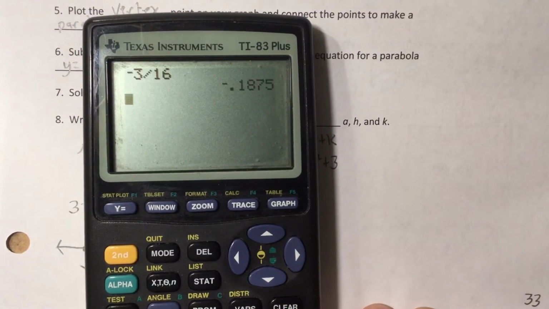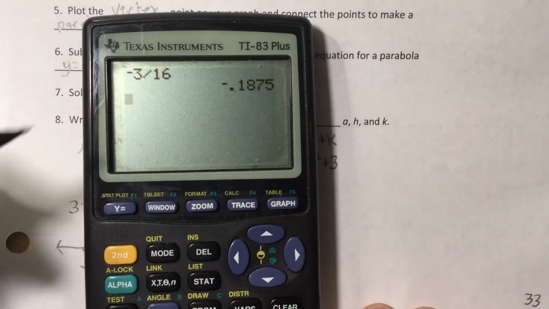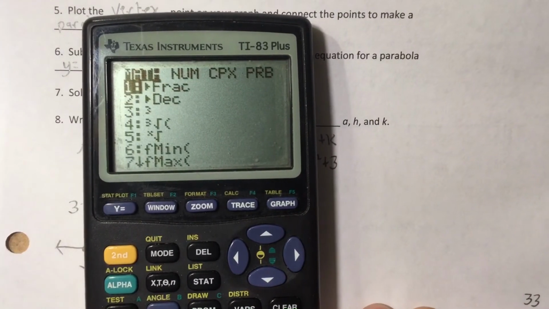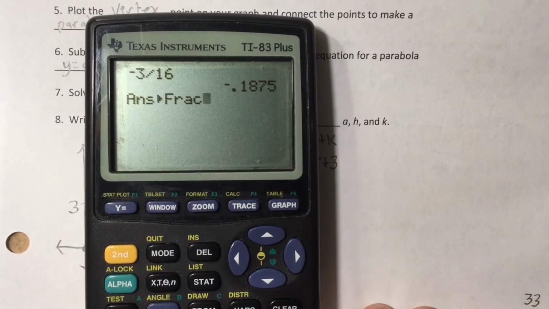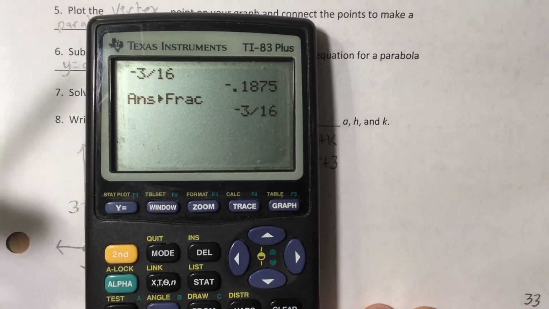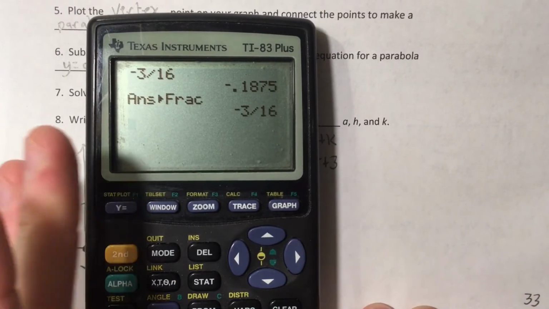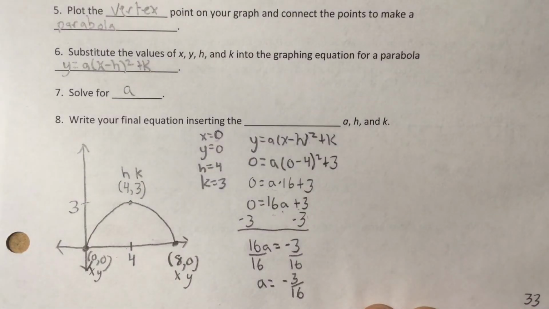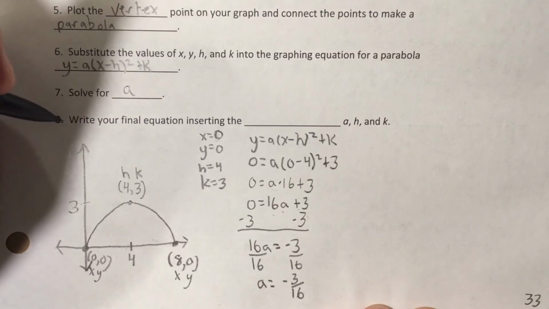Now this you could reduce on your own. Notice that it doesn't reduce, but just remember, type that in your calculator, and then you can press math, number 1 for fraction. That will always make your answer a reduced fraction, and in this case we get the negative 3 over 16 again because we know that it doesn't reduce. But just for the future, that's how you can always get a reduced fraction.